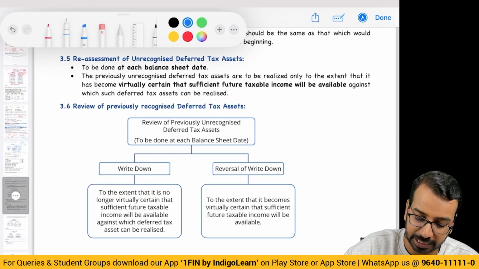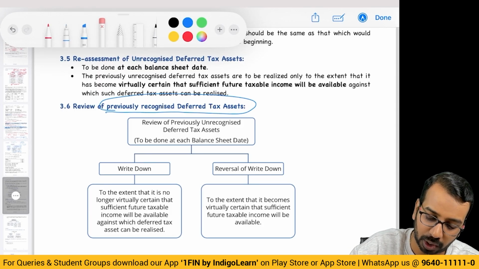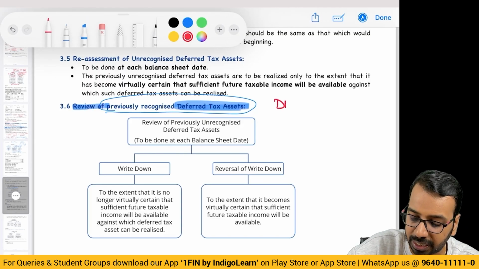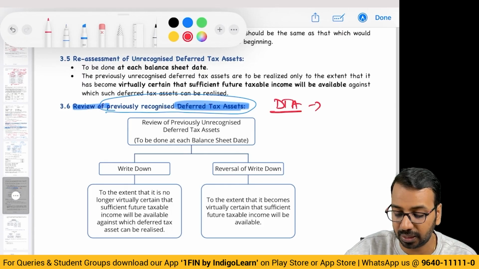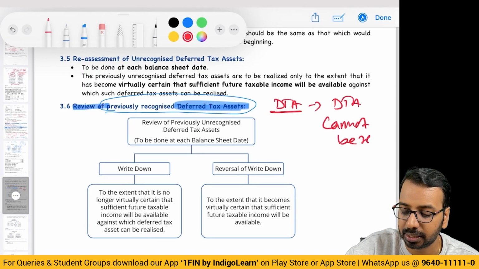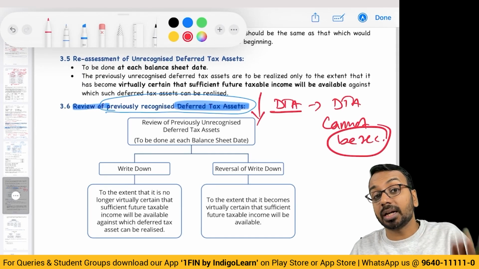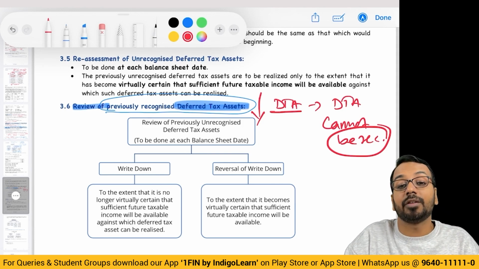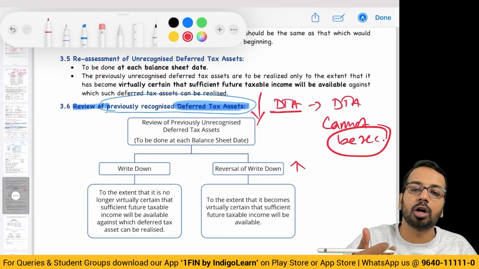Now, if previously there are some unrecognized deferred tax assets, or if you have already recognized some deferred tax asset and you want to carry out a review, so what happens is, I have created a DTA. Subsequently, I feel that this DTA cannot be recovered. So what will I do? I will write down this DTA. Or initially I have not recognized DTA, or I have recognized it at a lesser amount. Subsequently, I feel that I am making profits. I can realize this DTA. Then you will either reverse it or you will recognize it afresh.